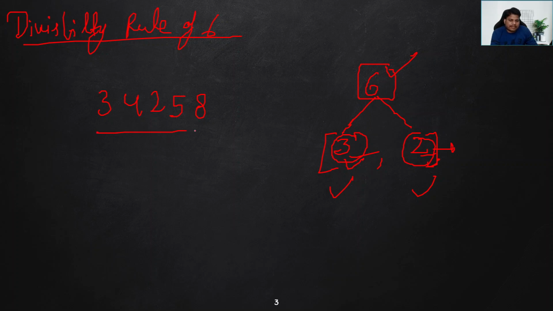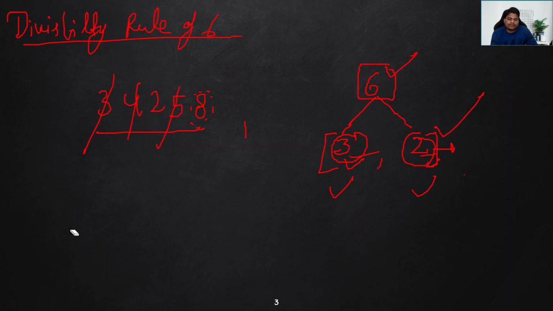Now check whether this number is divisible by 2 or not. Is the last digit divisible by 2? Clear. Then check whether this number is divisible by 3 or not. So what is the rule for 3? Sum of digits. And the sum of digits is not divisible by 3.